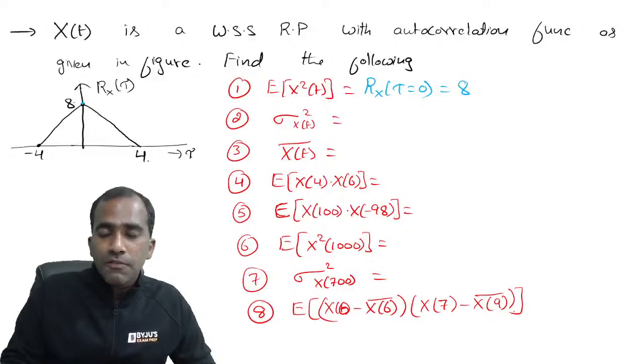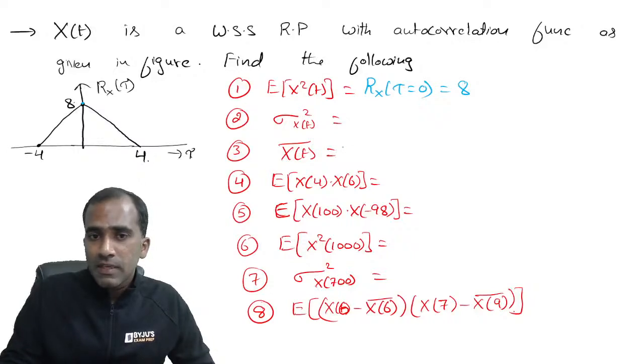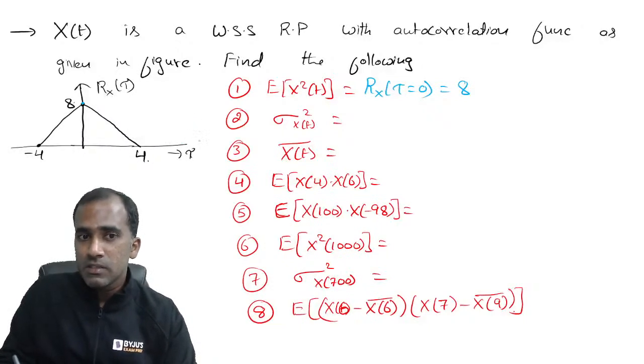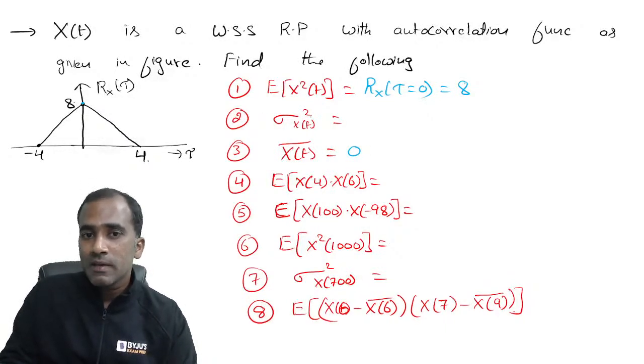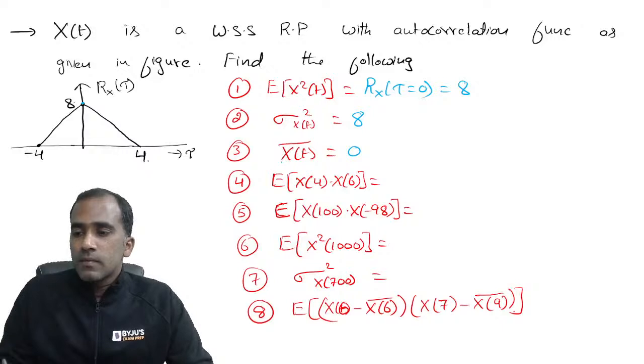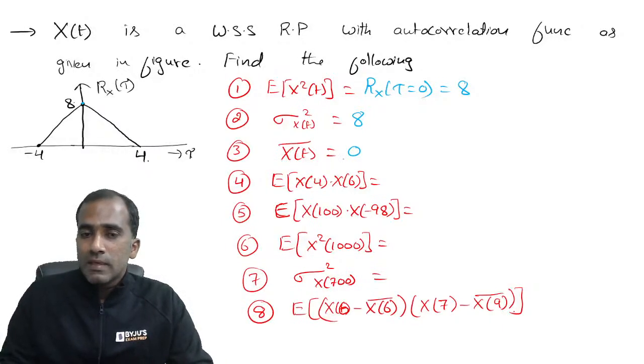Next, how about the variance? If you want to find the variance, it is the AC power. You already know the total power. To find the AC power, you should know the DC power. How do you find the DC power? DC power is at tau equal to infinity. At tau equal to infinity, what is the value? 0. Whatever the value of the autocorrelation function is at tau equal to infinity, that gives you the DC power. Since DC power is 0, the DC value is also 0. Since DC power is 0, AC power and total power are the same, so that will be 8 units. Correct? Since the mean is 0, DC power is 0. If DC power is 0, AC power and total power are both the same. Who will tell me the answer for the fourth question?